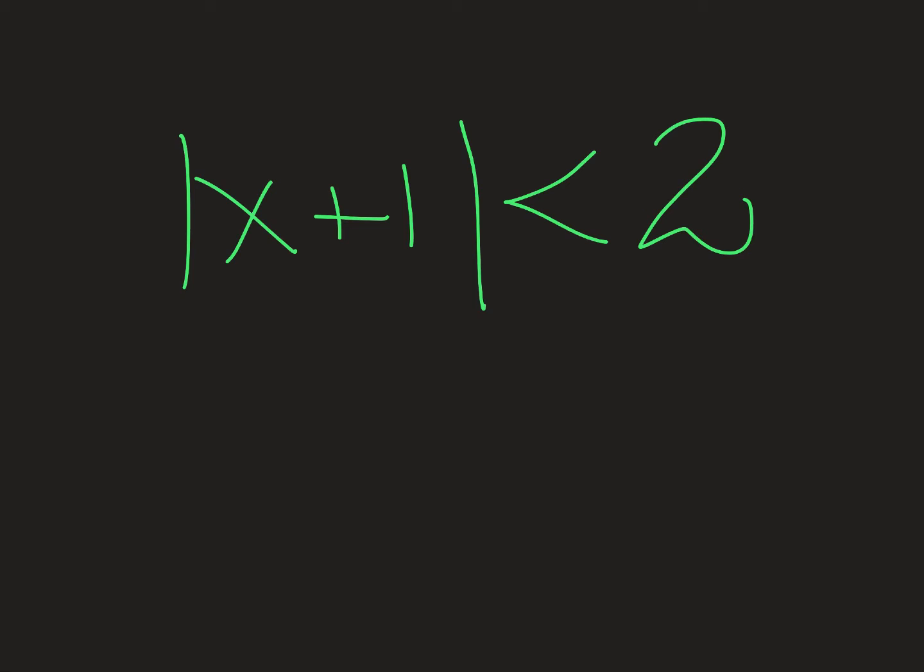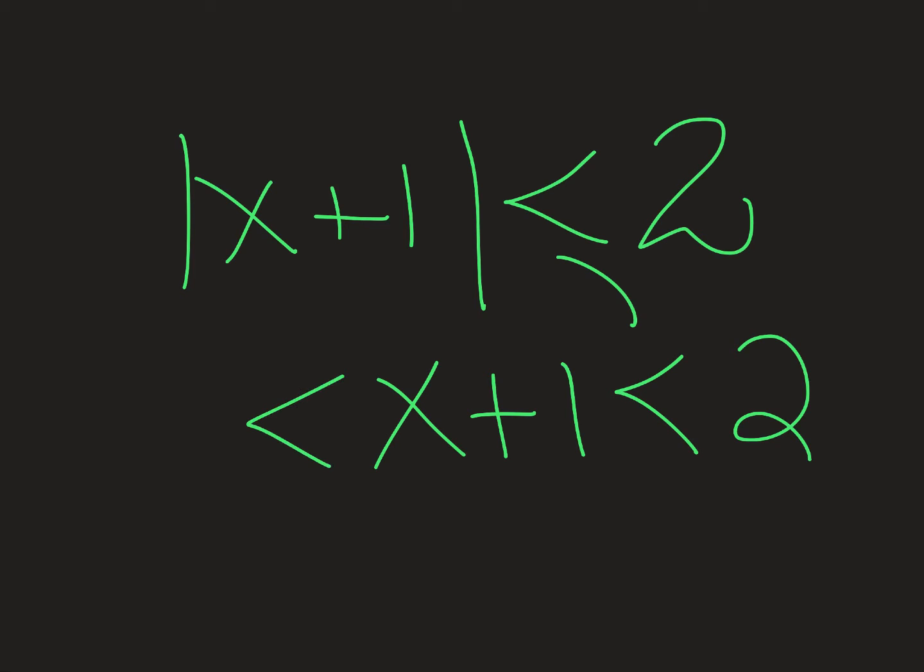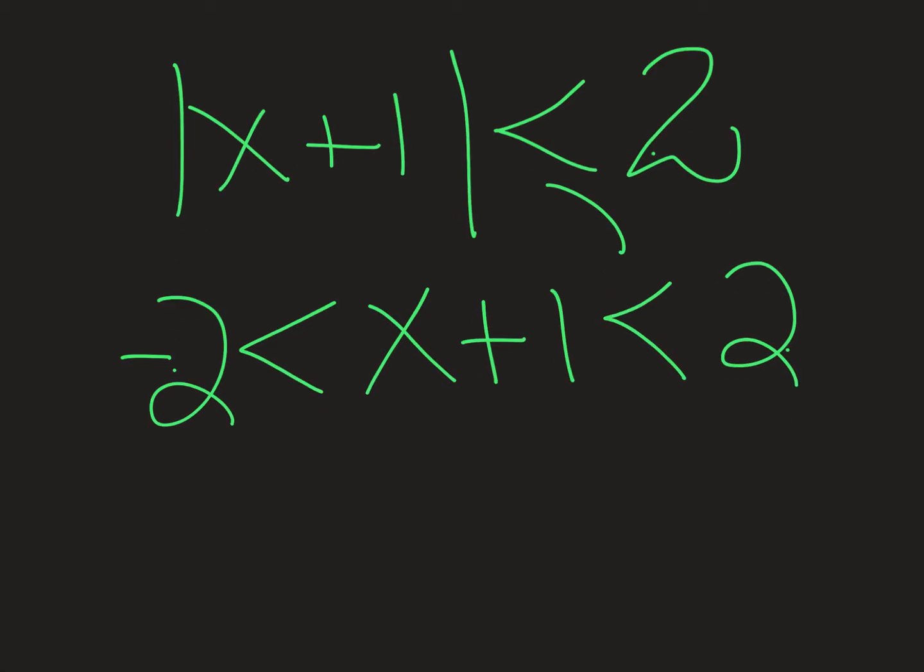Well, you're going to drop the inequality signs and you're going to have x plus 1. You're going to bring down this less than 2. You're going to put a less than sign here and a negative 2. In other words, you put the positive 2 here and then a negative 2 there. Okay? That's for less than.